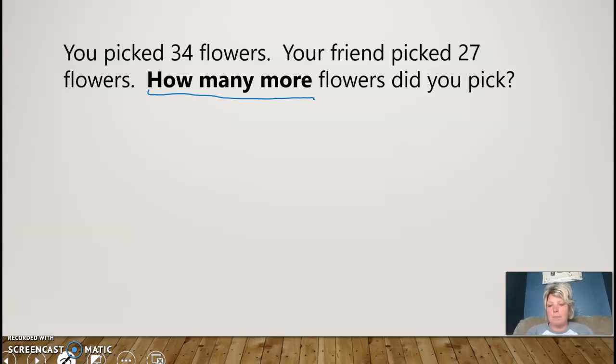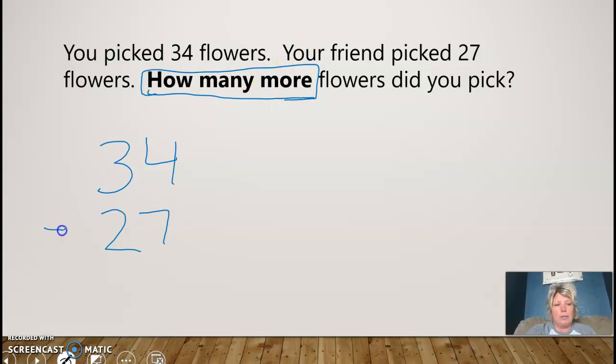All right, are you ready to see the answer? Well, I picked 34 flowers, or you, and your friend picked 27 flowers. When we have a how many more problem, we're going to subtract. And you see, I wrote the larger number on top. I always start in the ones place. Is there more on top or more on the floor? There's more on the floor. So I need to go next door and do some borrowing.